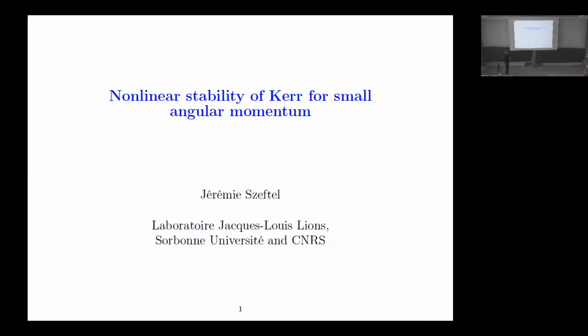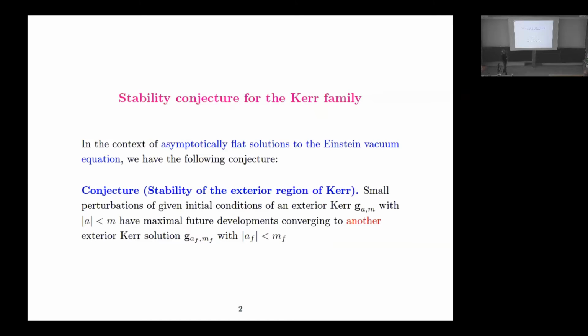Okay, so Sergio gave a fast introduction, but I think I will still spend a little bit of time on history because that will allow me to introduce some of the notations that you did not have the time to introduce. So let me quickly remind you the conjecture. You are in the setting of asymptotically flat solutions to the Einstein vacuum equations. And the stability is in fact not the stability of the entire maximal development, but in fact the stability of the exterior region, the black hole.